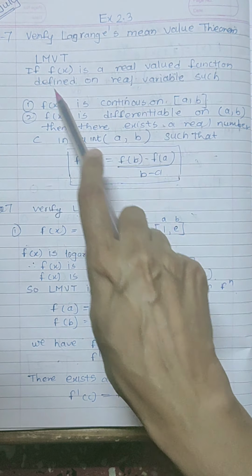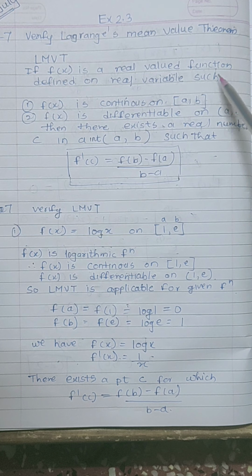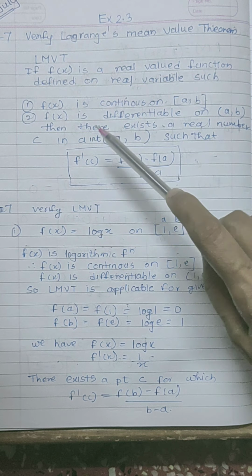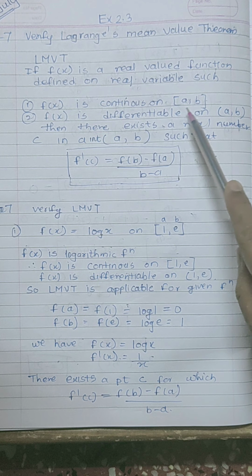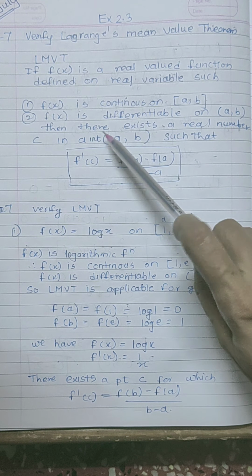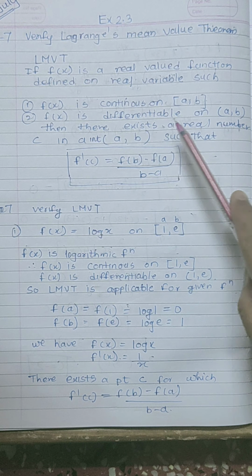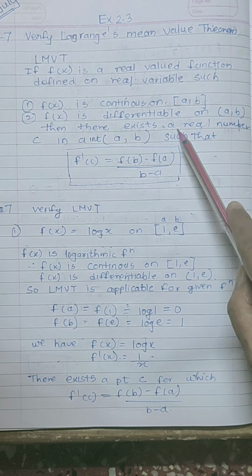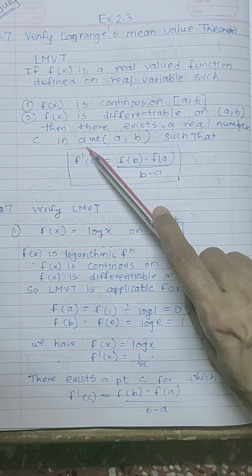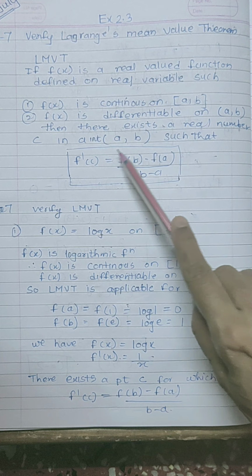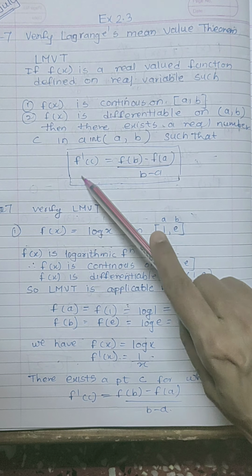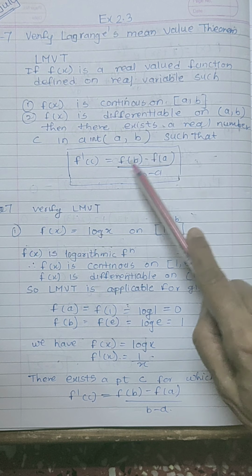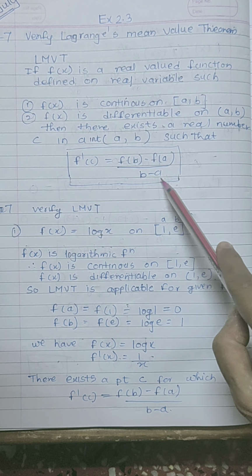LMVT: if f of x is a real valued function defined on the real variable such that f of x is continuous in the closed interval [a, b]. Second condition is f of x is differentiable on the open interval (a, b). Then there exists a real number c in the interval (a, b) such that f dash of c is equal to f of b minus f of a upon b minus a.